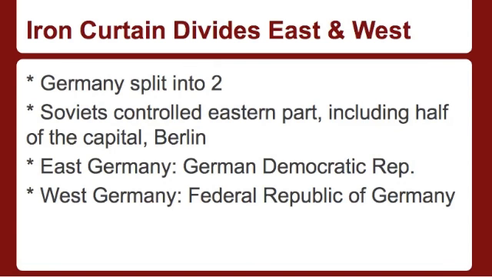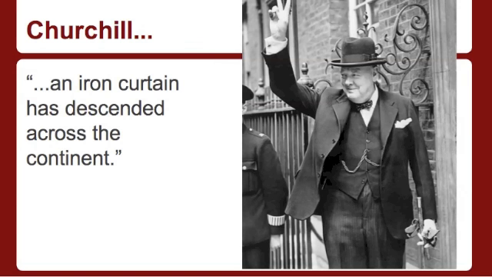Now, Germany split into 2. The Soviets controlled the eastern part, including half of the capital, which became the German Democratic Republic. And then you have the western half, which is the free half. Churchill, in a speech in Missouri, makes a reference to an Iron Curtain, and now we have an ideological and physical separation between East and Western Europe.